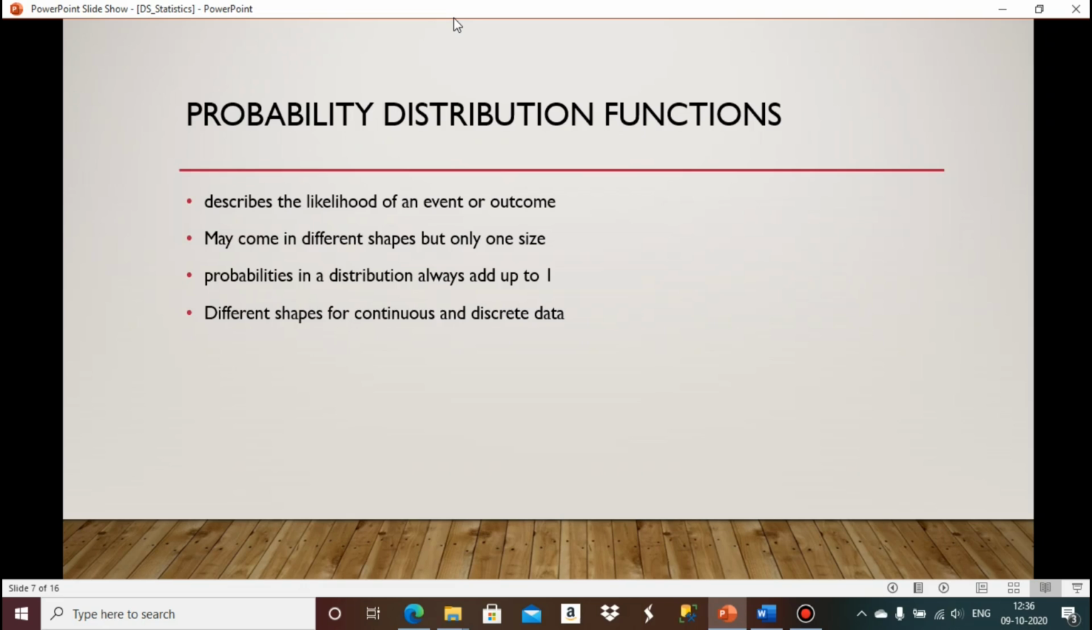Okay, so far we have covered data types, then measures of central tendency and measures of variability. And now we'll start with probability distribution functions. So we can plot some graphs which will calculate the probability of happening. It describes the likelihood of an event or outcome.